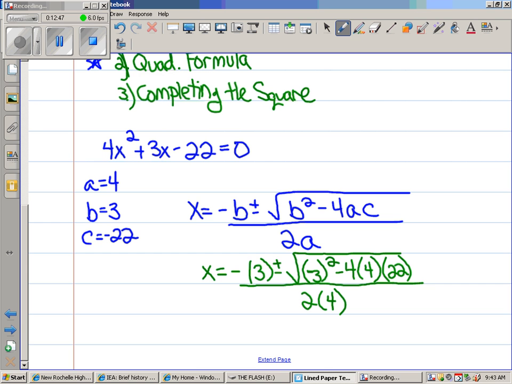I left off the negative. That should have been a negative. That's it. Now it's fixed, right? Yeah. Who remembers what the stuff underneath the radical is called? Yeah? The discriminant. Excellent. Good job, Jamie.